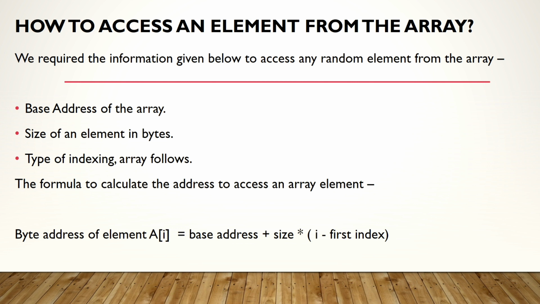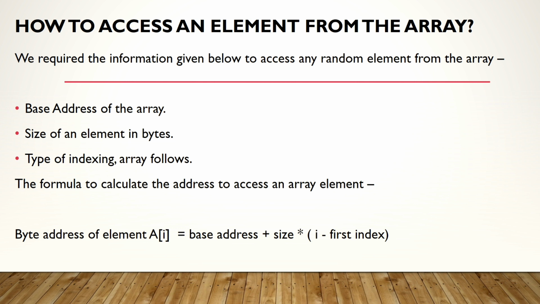So how do we access an element from the array? We require the information given below to access any random element from the array: the base address of the array, the size of an element in bytes, and the type of indexing, that is, the array's form. The formula to calculate the address to access an array element is: the byte address of element A[I] equals base address plus size times (I minus first index). This is the formula which we will require to calculate the address so that we can access an array element.